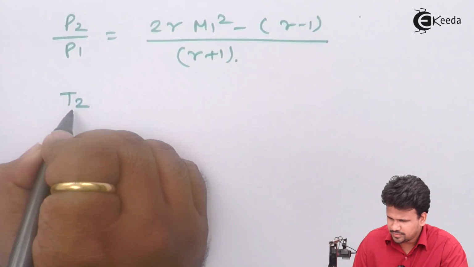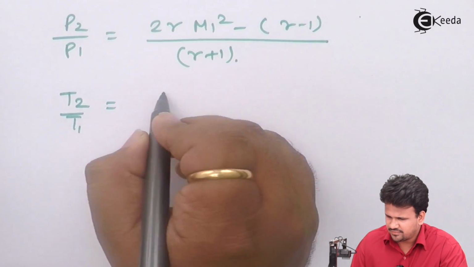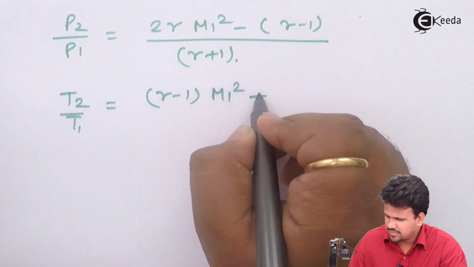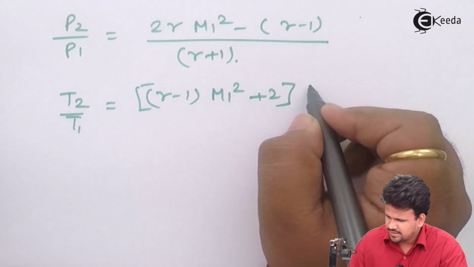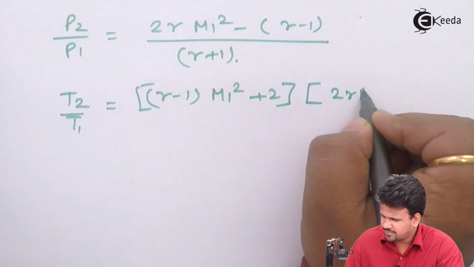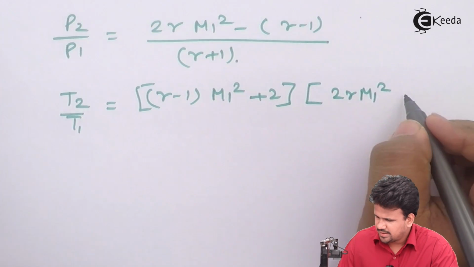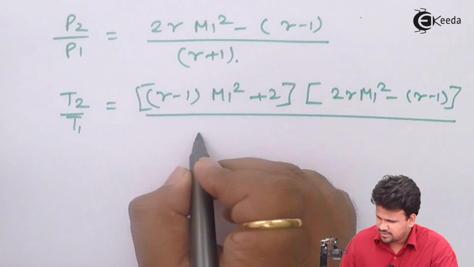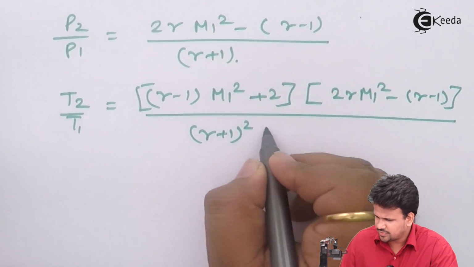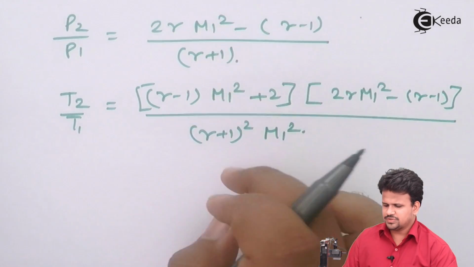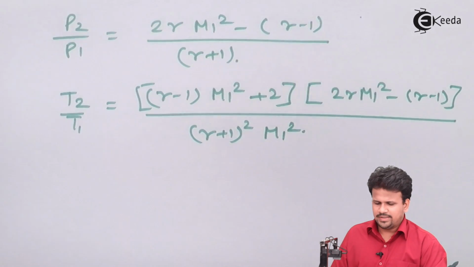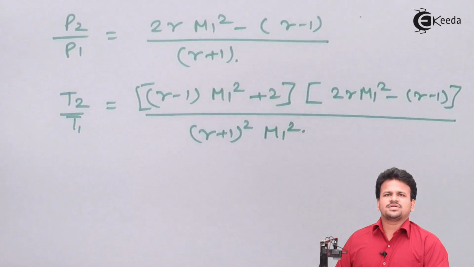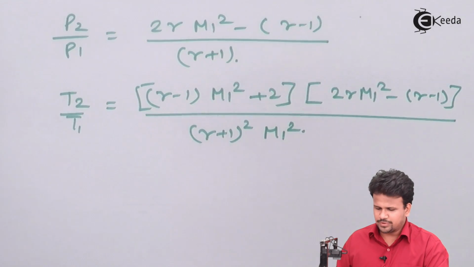Similarly T2 by T1 will be given as ((gamma minus 1) into M1 square plus 2) into (2 gamma M1 square minus (gamma minus 1)) the whole upon (gamma plus 1) the whole square into M1 square. So these two values we have got in terms of only Mach number M1. We can use the previous section if we know the Mach number M2.